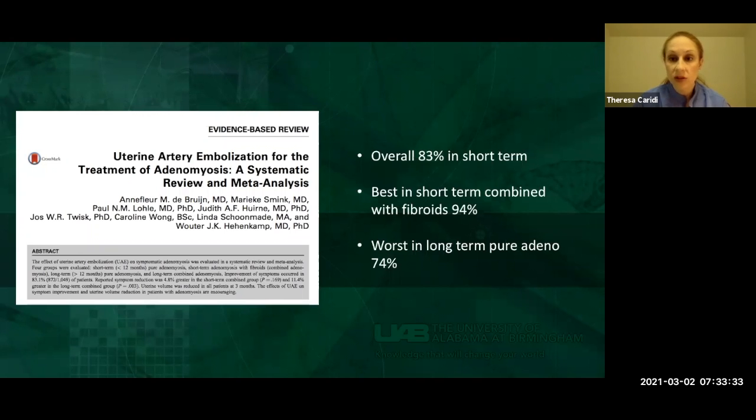However, 2/3 isn't so bad, or 3/4, however you want to look at it. Depending on the study, somewhere between 2/3 and 3/4 of patients maintain their uterus and with good symptom control with UAE for adenomyosis.